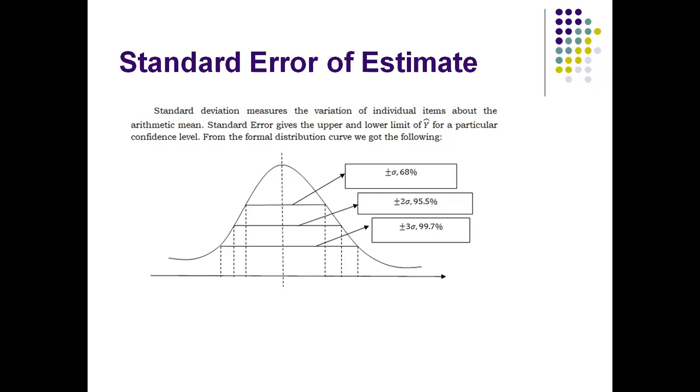The standard error of estimate is basically based on the Gaussian distribution, with plus minus sigma, plus minus 2 sigma, plus minus 3 sigma. Plus minus 1 sigma means you get 68% of the variation of the data, plus minus 2 sigma means 95.5%, and plus minus 3 sigma means 99.7%. Now, we will use these concepts to find the upper limit and lower limit of y hat.